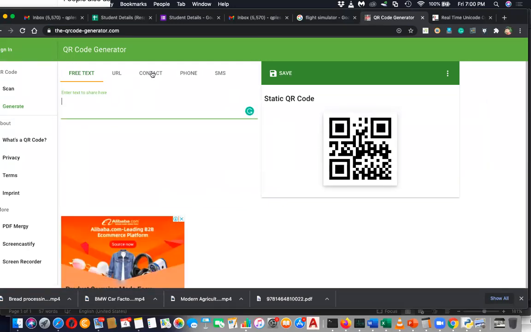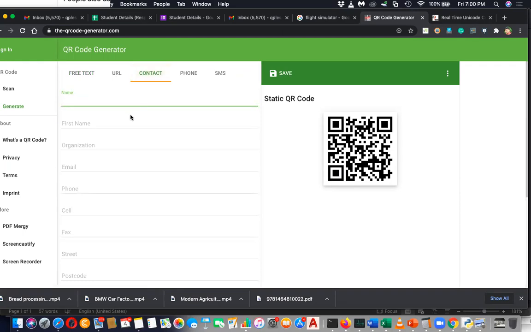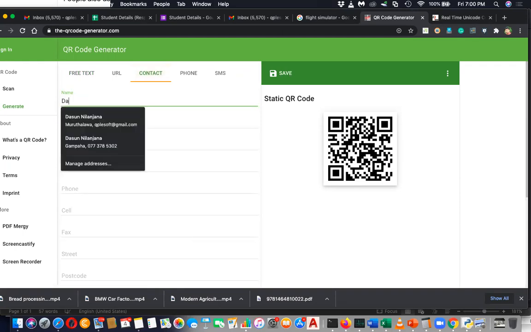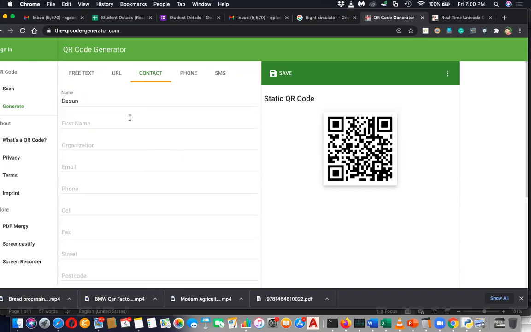For example, think about a contact. Let's write my contact. I'm going to type my name, Dasun, and the last name Nilanjana. And you can see the QR code generated according to that.